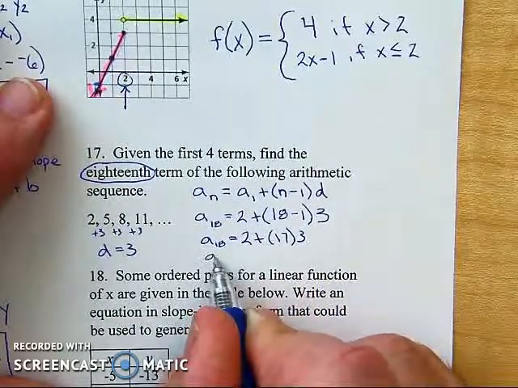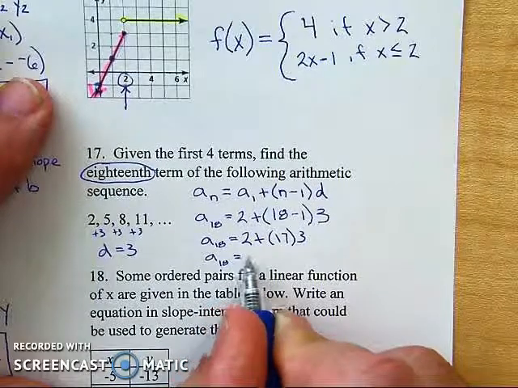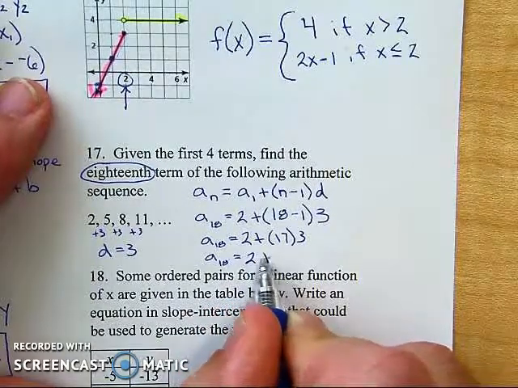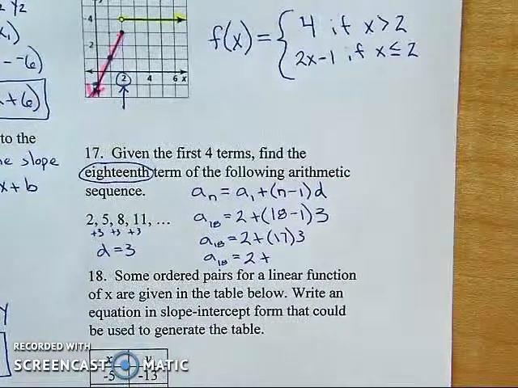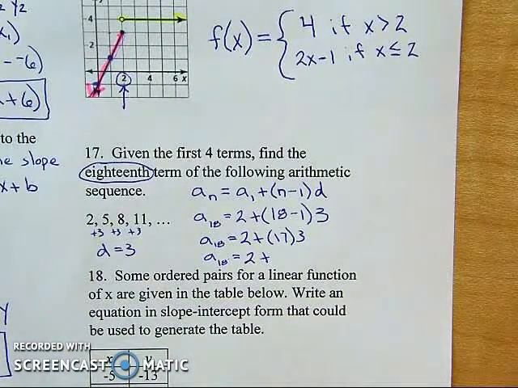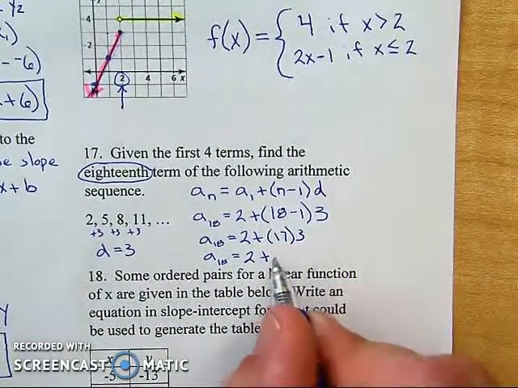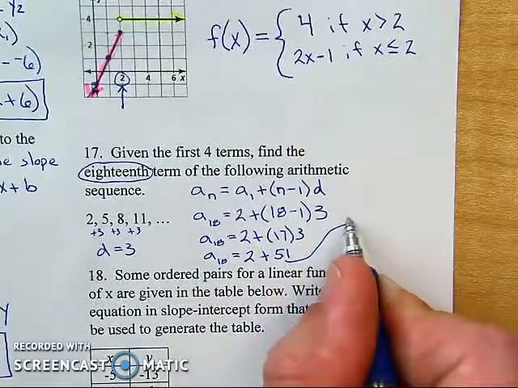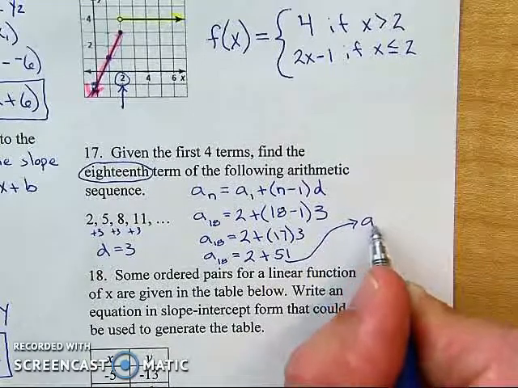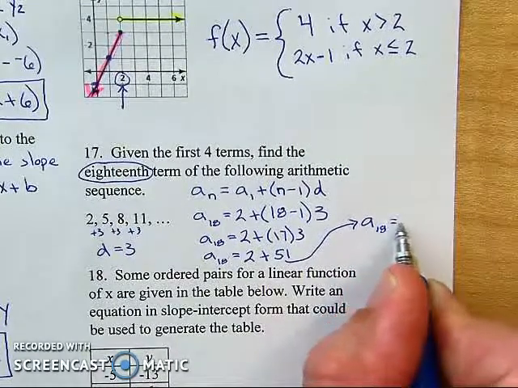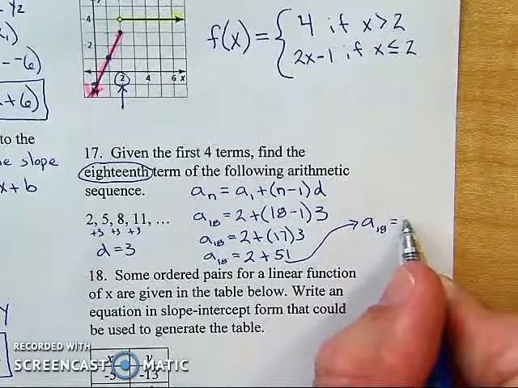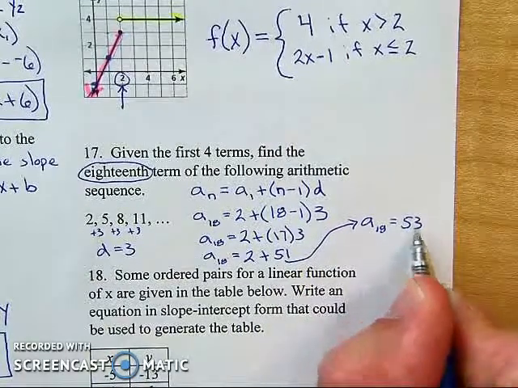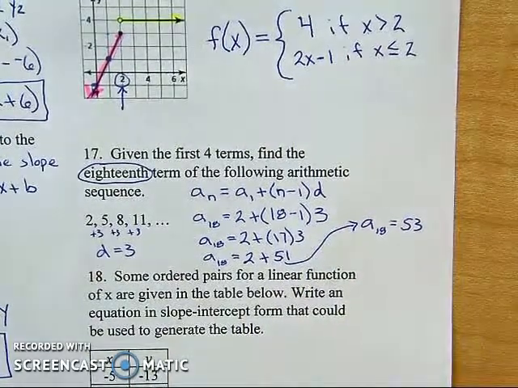Let's do one more line right here. So 2 plus, and then I have 17 times 3 there. So that number is going to be a 51. And as I said, I was running out of space, so I'm just going to finish up right here. So the 18th term is going to be 2 plus 51, or 53. So that's my answer for that one.